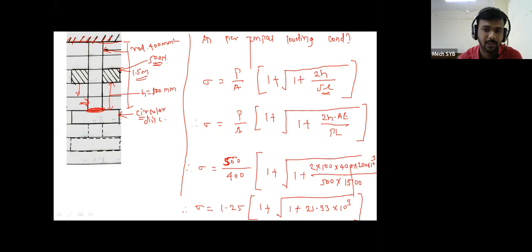Don't do the direct calculations. Sometimes it will create mistakes in your calculation. So calculate the terms separately. 21.33 into 10 raised to 3. This is the value of 2h into AE divided by PL. म्हणजे square root मध्ये जी काही term आहे 2h into AE divided by PL, calculate that term separately.